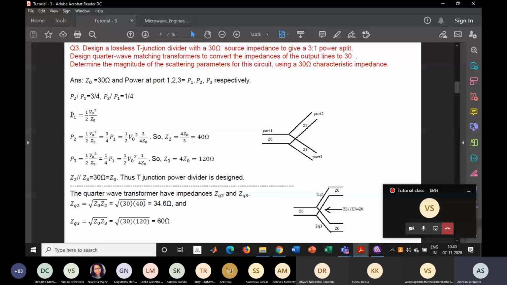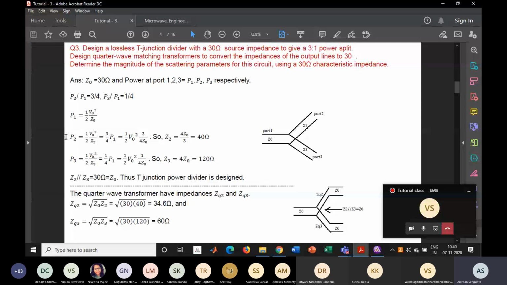P1 should be half into V naught square by Z naught, as Z naught is the characteristic impedance. P2 equals half V naught square by the characteristic impedance of the first line. P2 is again the same equation, but instead of Z naught, it will be Z2, because for the second line the characteristic impedance changes to Z2.